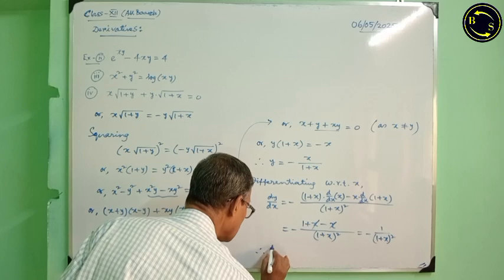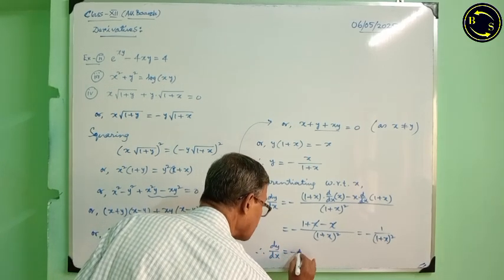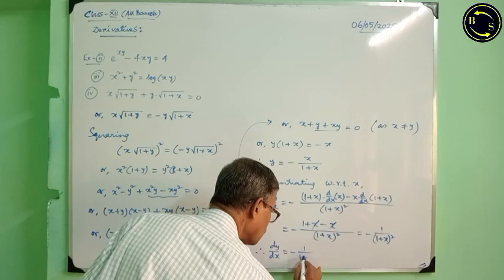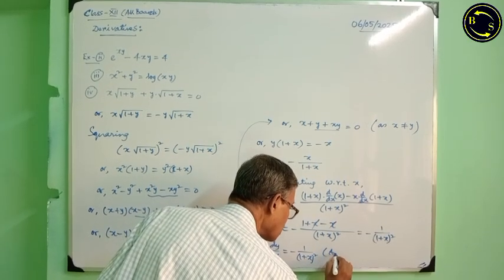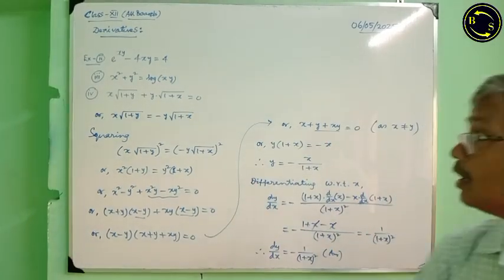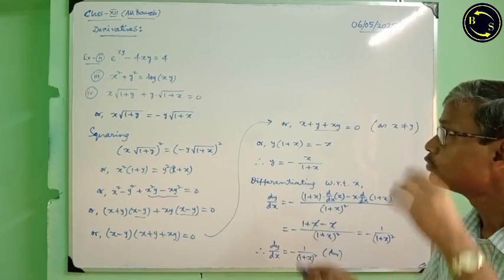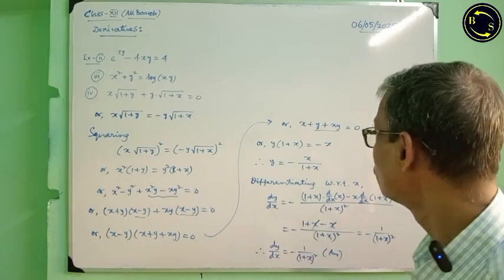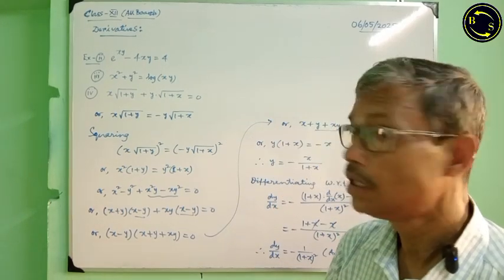Therefore, dy dx is equal to minus of 1 by 1 plus x whole square. This is the required derivative. Therefore, I have discussed few sums on derivative of implicit function.